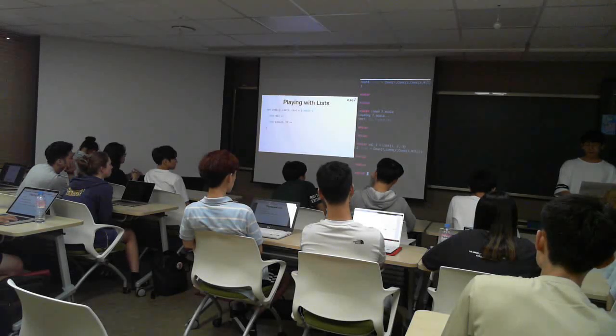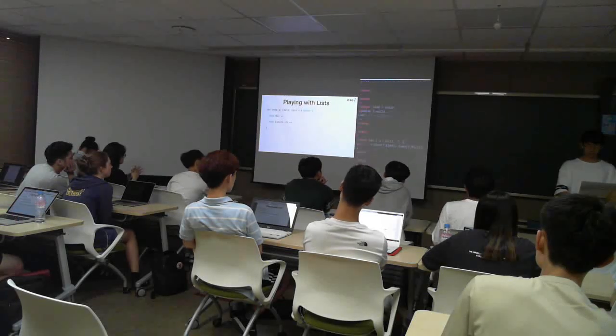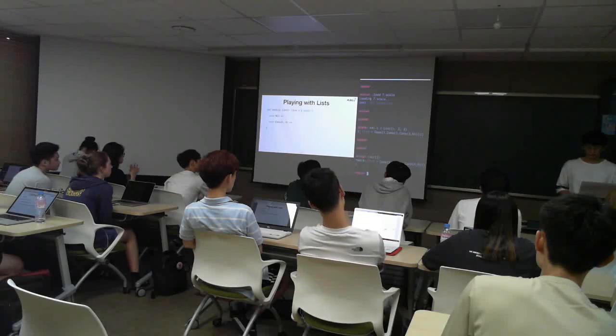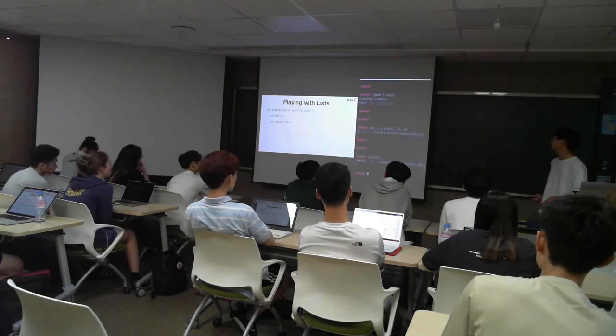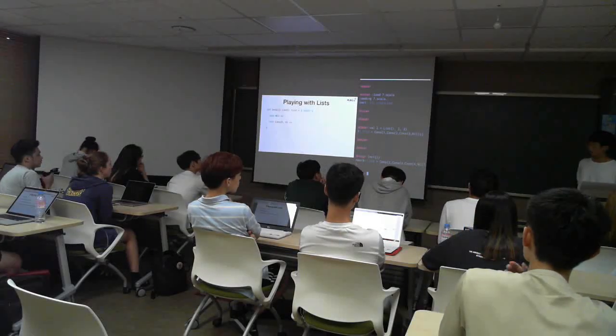So L is a list with 1, 2, and 3. Let me call it one case. Then the printed one is not so beautiful, but we can still read it. It is a list containing 2, 3, and 4, as we expected.